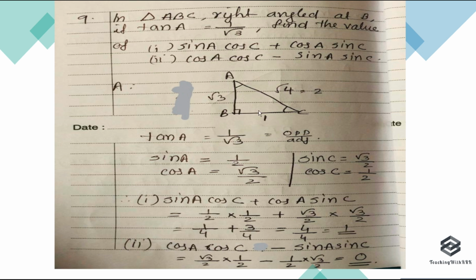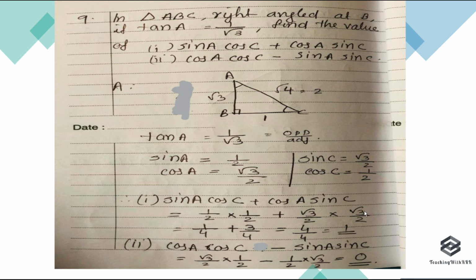Now you should find out sine A. What is sine A? Sine A is opposite by hypotenuse, therefore 1 by 2. Cos A is adjacent by hypotenuse, therefore root 3 by 2. Sine C. Opposite of angle C root 3, hypotenuse 2. So root 3 by 2 is sine C. Cos C is adjacent by hypotenuse, equal to 1 by 2. First question, sin A cos C plus cos A sin C.